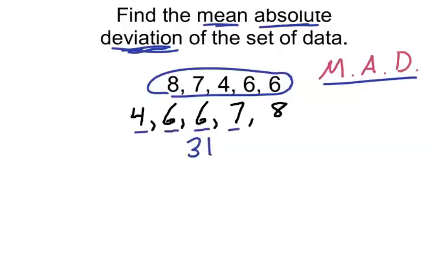1, 2, 3, 4, 5 numbers in the data set. So we're going to do 31 divided by 5, and that's going to be 6.2. Okay, so our mean is 6.2.